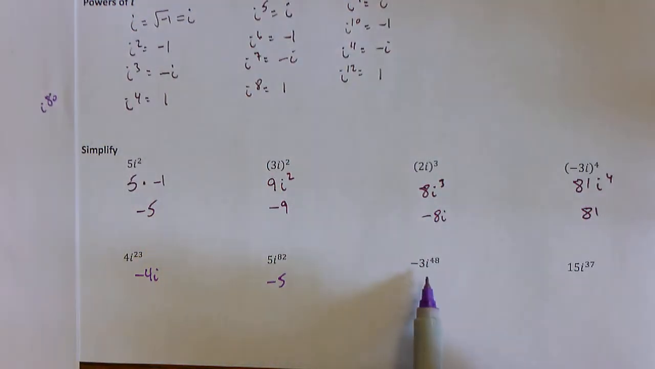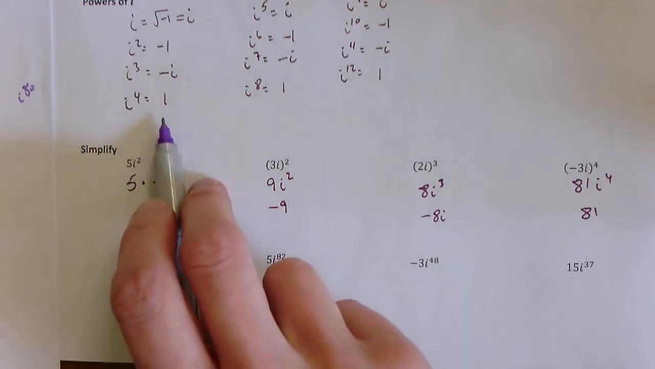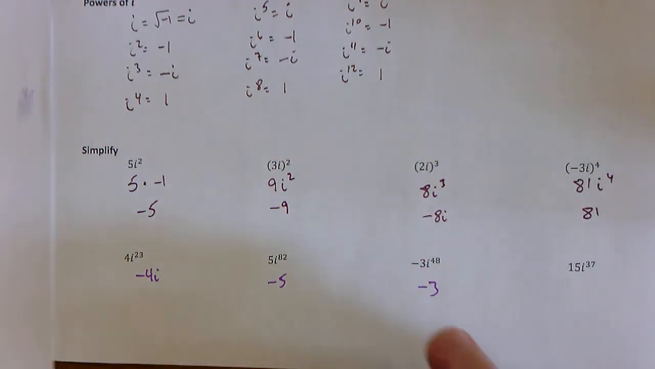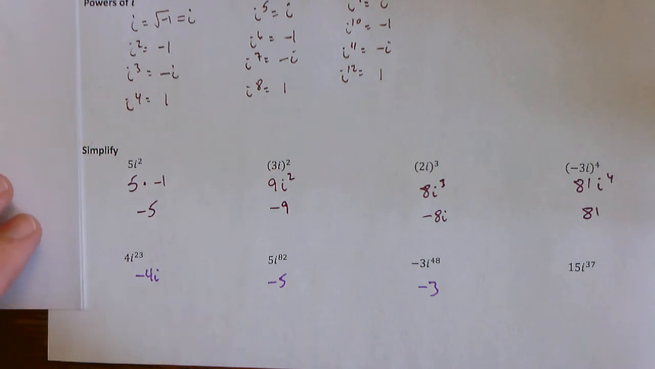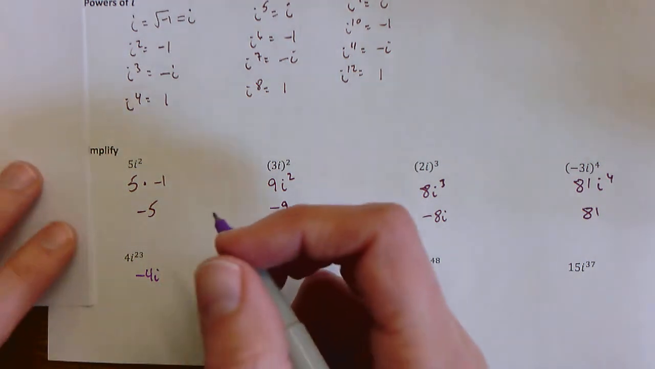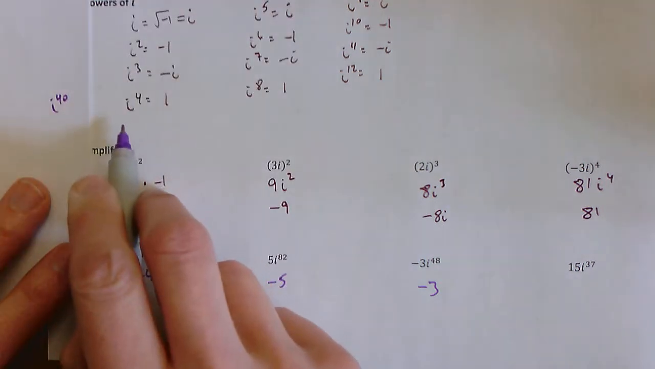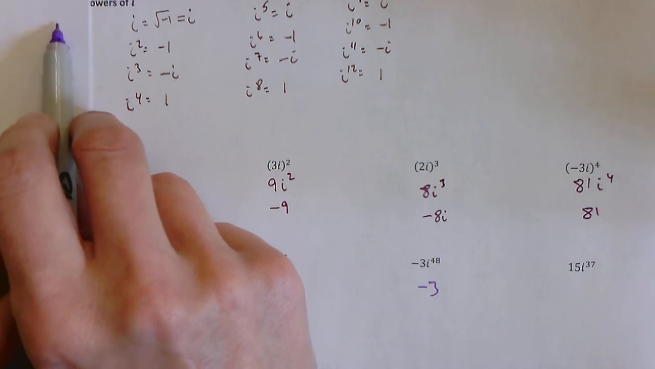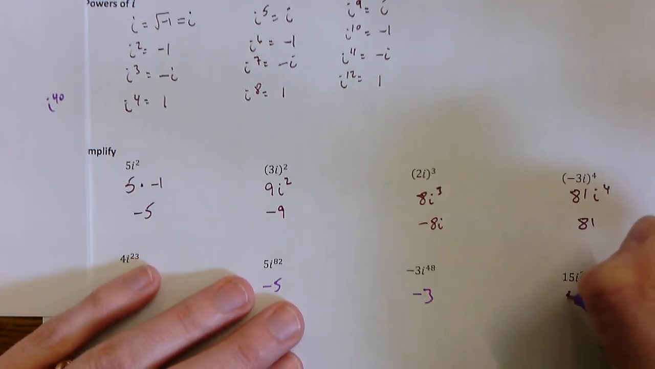All right, negative 3i to the 48th. Well, 48 is a multiple of 4. So I already know that that's 1. So that's just negative 3 times 1, so negative 3. And then 37, so closest multiple of 4 to 37, 40 is pretty easy. So i to the 40th would be here in my cycle. So then 39, 38, 37 would be at the top. So that's just an i. So this simplifies to 15i.